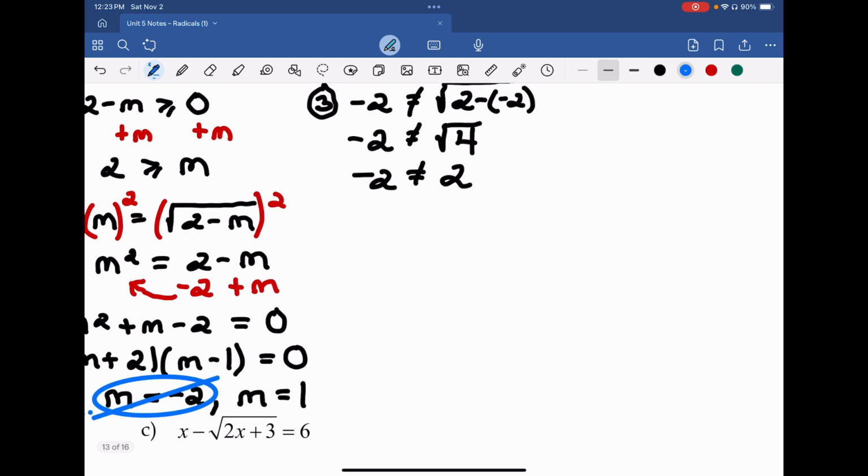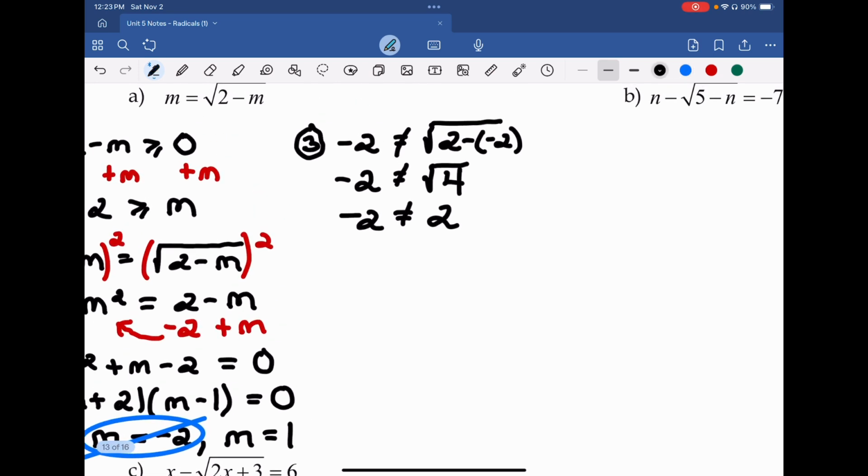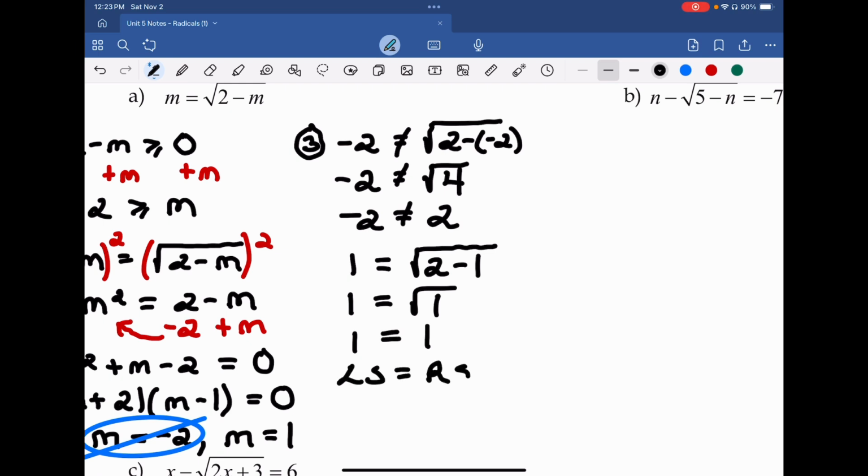Okay, now let's check m being equal to 1, because who knows, maybe that solution doesn't work either. 1 is equal to the square root of 2 minus 1. Well, this is 1 is equal to the square root of 1. 1 definitely does equal 1. Therefore, left-hand side equals right-hand side.